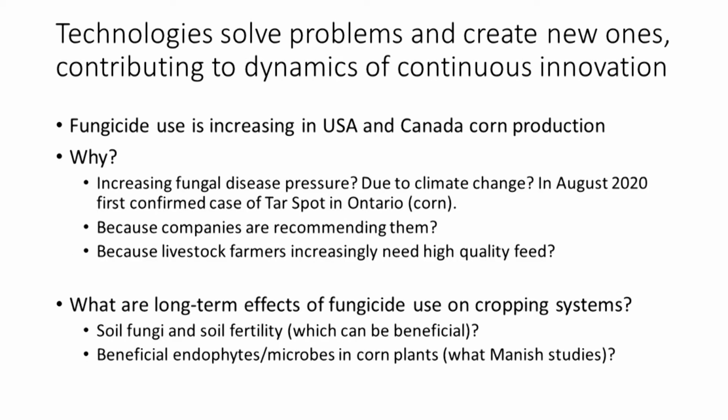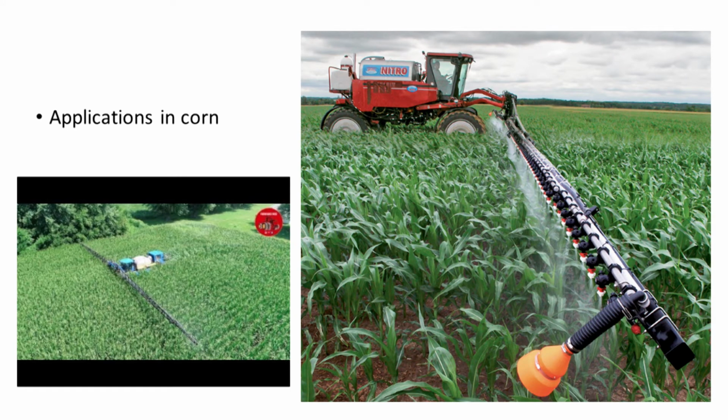Another example of a technology that is solving problems and potentially creating new problems is the increasing use of fungicides in corn, or what you can call foliar fungicides. This is a product that's sprayed onto corn at either VT or tasseling or silking, so around flowering in corn, and it protects that plant against fungal diseases. And fungicide use is increasing in United States and Canadian corn production.